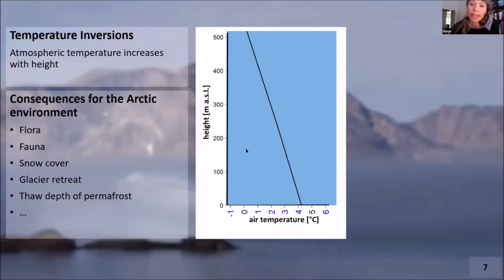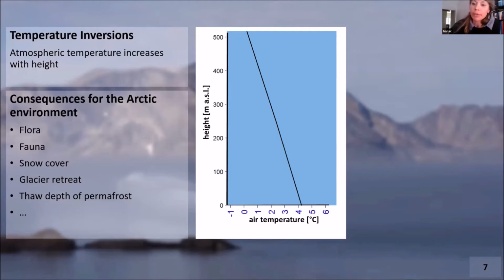So we went there to study temperature inversions, and this is a situation in which the temperature increases with height. So under normal condition, the temperature is decreasing with height, like we see here in the graph. So here we have the temperature, and here we have the height, and here we can see how the temperature is decreasing.